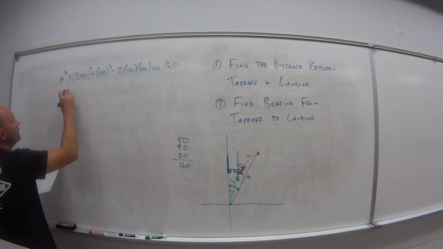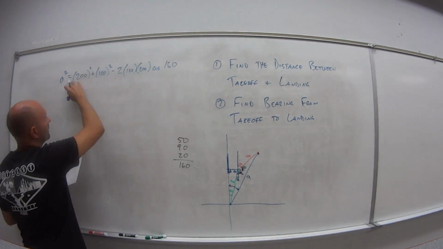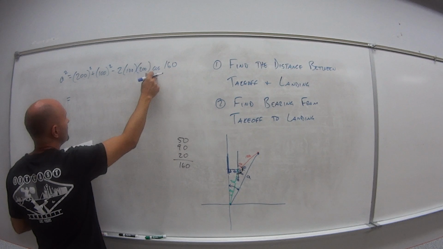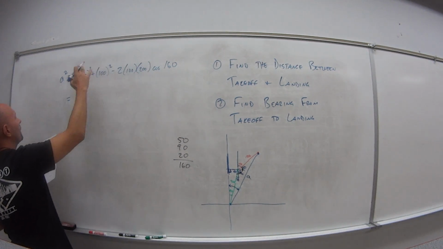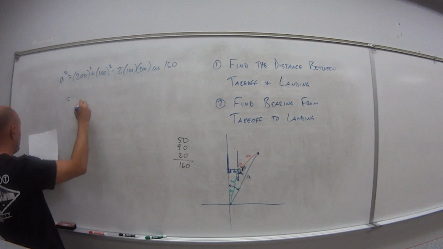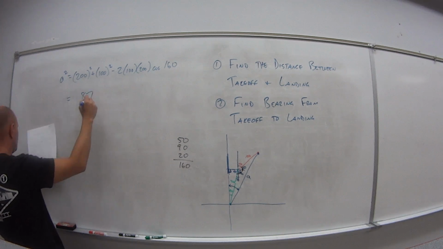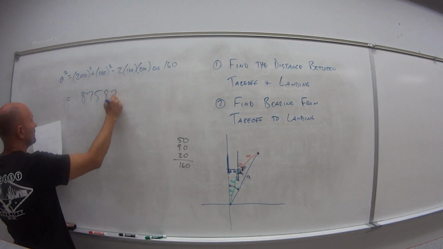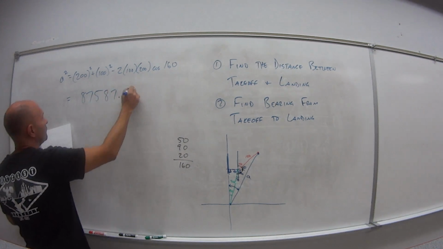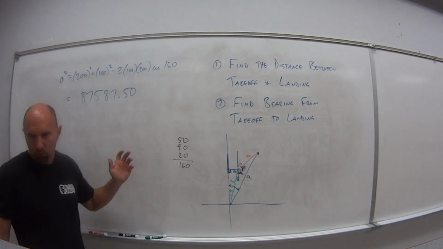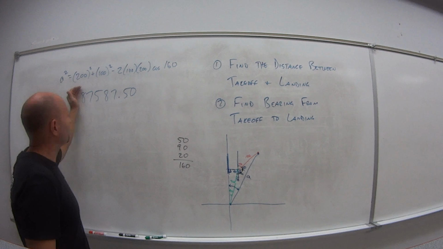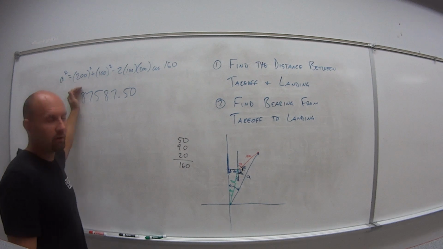So therefore, if you do all these calculations on your calculator, put in 160, hit cosine, multiply this all out, add 100 squared, add 200 squared, you get 87587.50. I see a lot of people just stop at that point and say, there's my answer, it's that many miles.